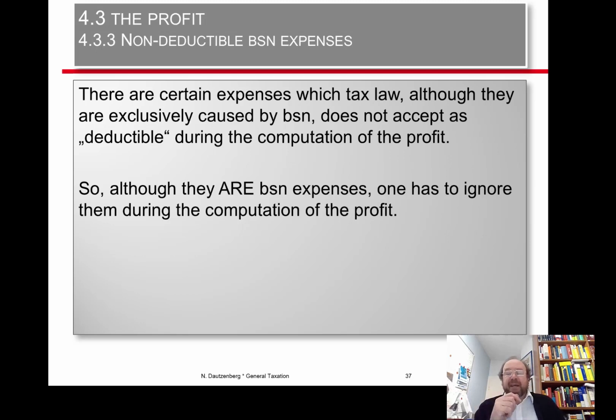Business expenses. Now, business reference. Now we have another special aspect. Not all business expenses are deductible from tax. There are certain expenses which are clearly only motivated by business, but nevertheless banned from deduction. That means you have to ignore them when you calculate the business profit. Have to do as if these things did not exist. Non-deductible expenses.